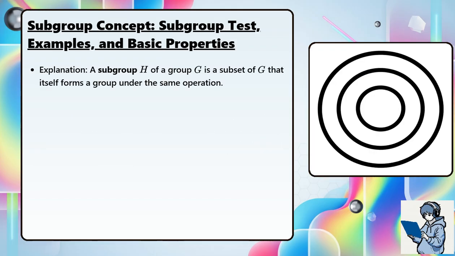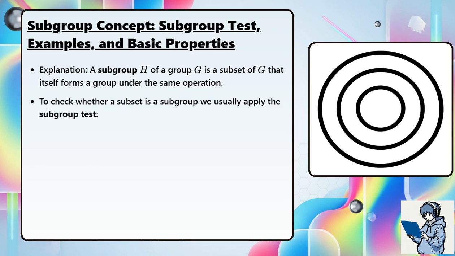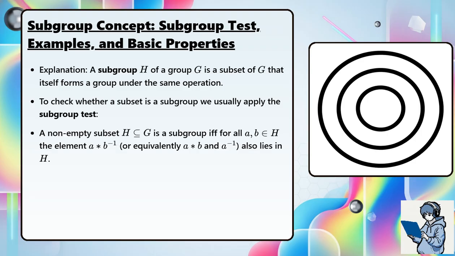Explanation: a subgroup H of a group G is a subset of G that itself forms a group under the same operation. To check whether a subset is a subgroup, we usually apply the subgroup test: a non-empty subset H of G is a subgroup if and only if for all a and b in H, the element a times b inverse also lies in H.